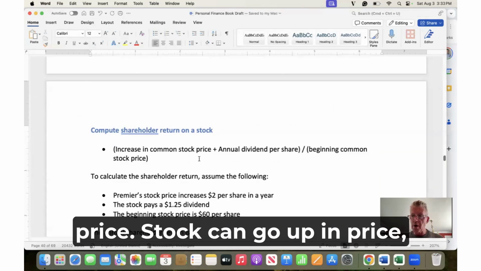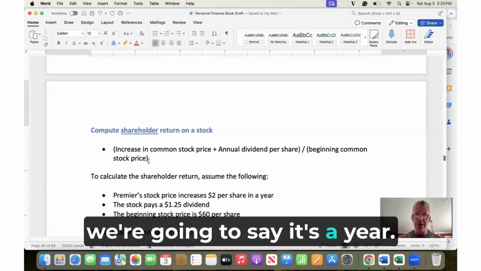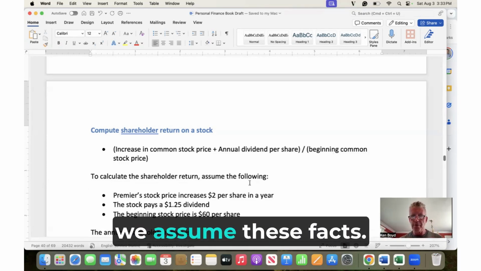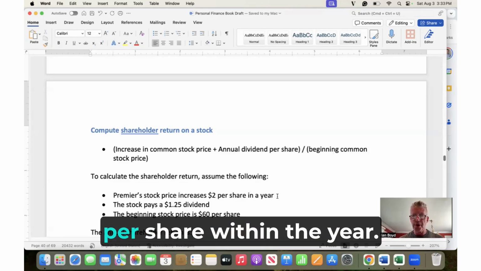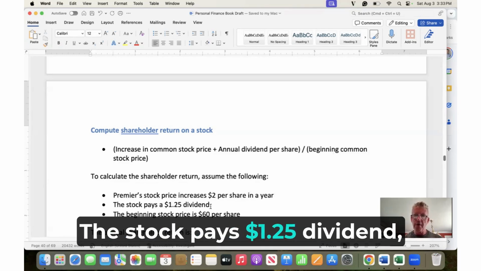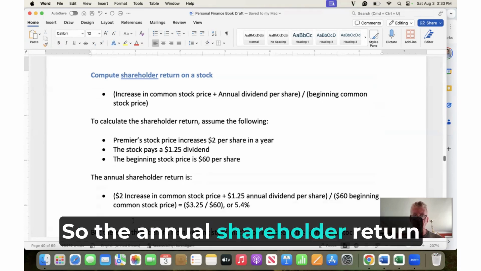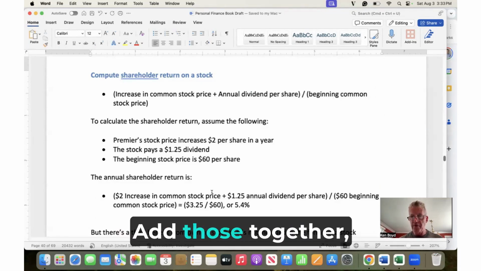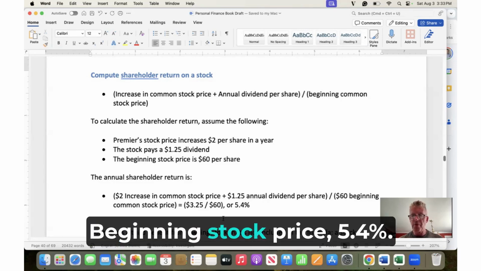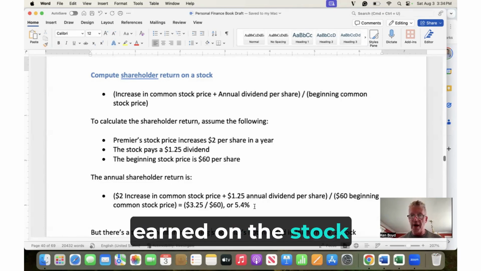The increase in the common stock price, because stock can go up in price, plus the annual dividend per share, divided by the common stock share price at the beginning of the period. We're going to say it's a year. So to calculate the return, we assume these facts. Premier stock price increases $2 per share within the year. The stock pays a $1.25 dividend, and the beginning stock price is $60 a share. So the annual shareholder return is the $2 stock price increase plus the $1.25 dividend, added together, divided by the $60 beginning stock price, which is 5.4%. That is the value that we've earned on the stock during the year.